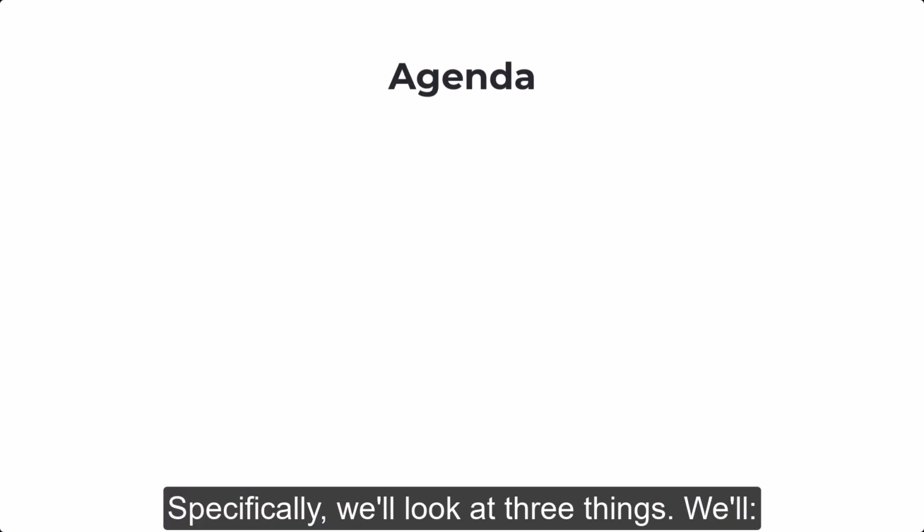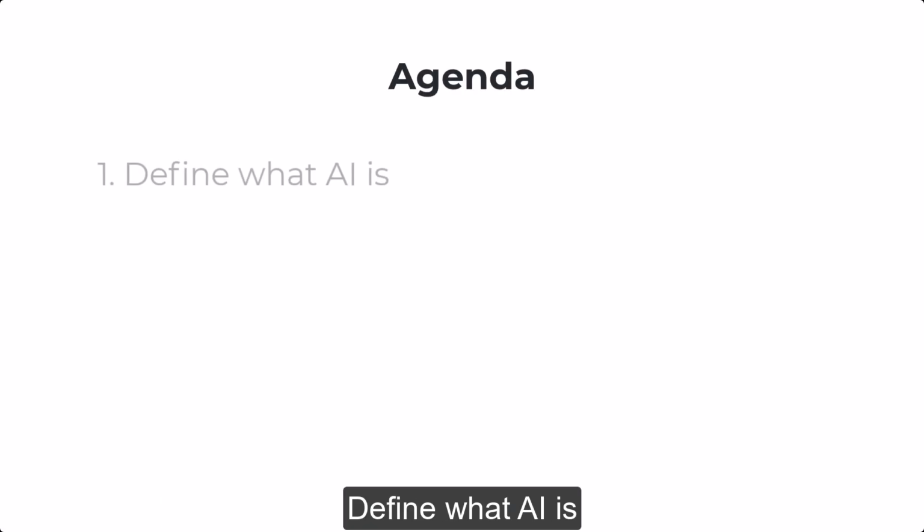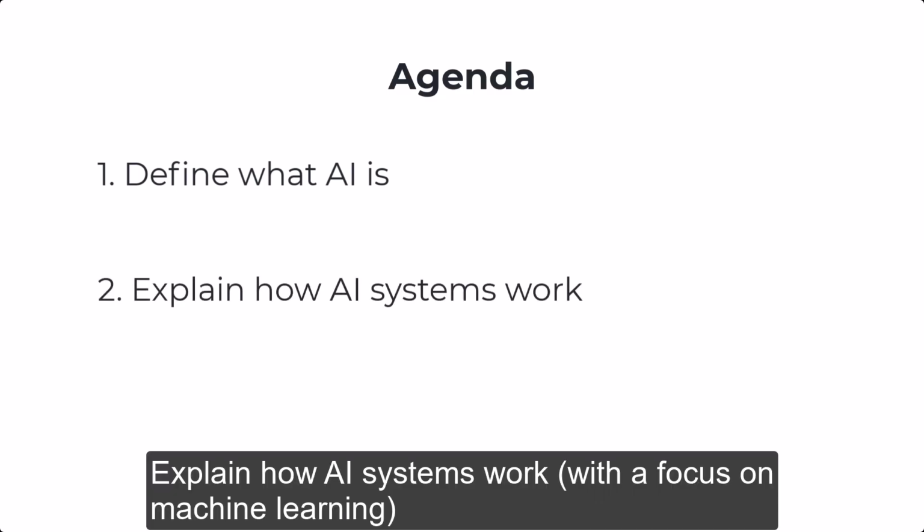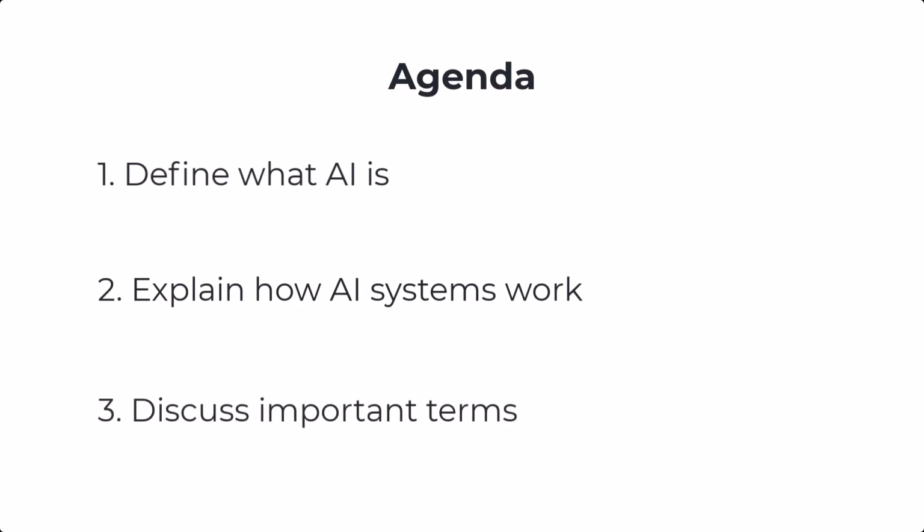Specifically, we'll look at three things. We'll define what AI is, explain how AI systems work with a focus on machine learning, and discuss a number of important terms in AI.